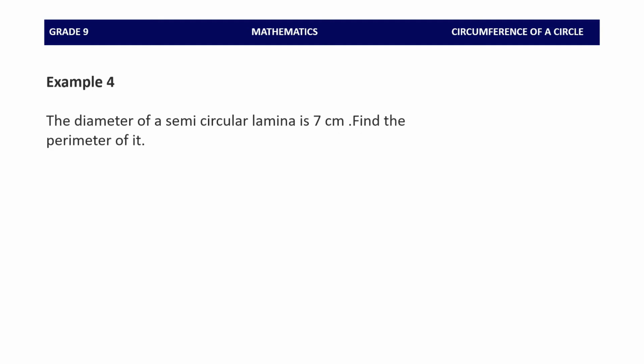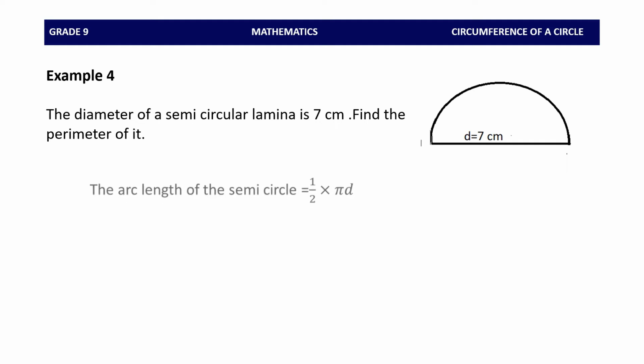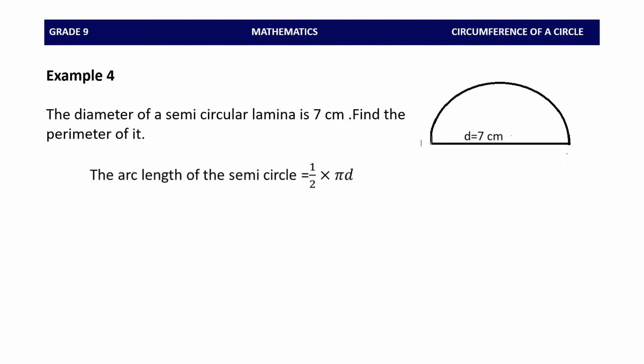Now we are going to find the perimeter of a semicircular lamina. Example 4. The diameter of a semicircular lamina is 7 centimeters. Find the perimeter of it. Here's the diagram. As the diameter is given here, we can calculate the arc length. It is half of pi d.